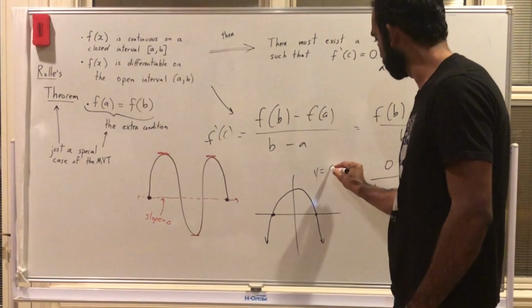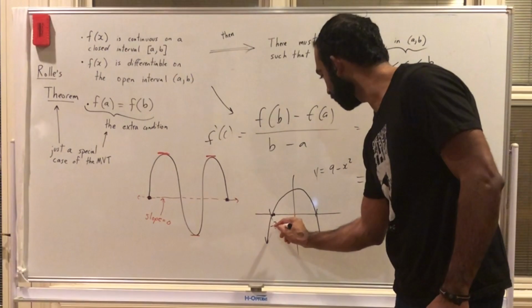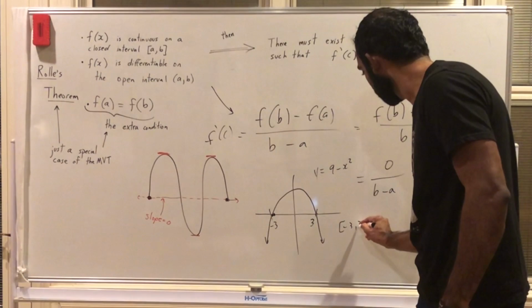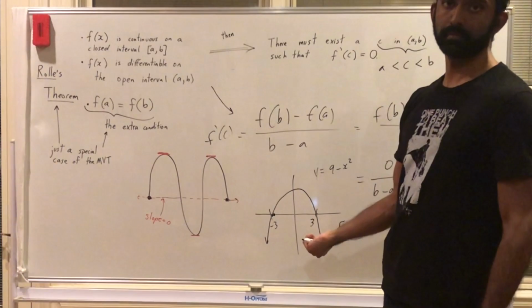Yeah, so here's one. That's cool. Say your function's 9 minus x squared. There's a negative 3, there's positive 3. If my interval I'm looking at is negative 3 to positive 3, then I'm guaranteed a place in between here where the slope is 0. Nice. Cool. So that's all it says.